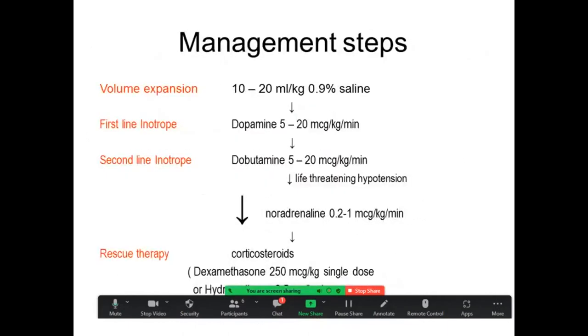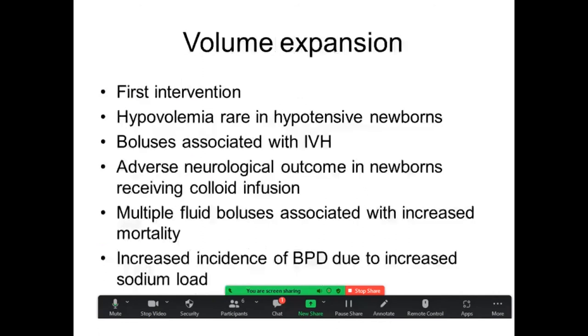So management steps, what we do: volume expansion, a single bolus is advised. Beyond that, we need to get an echo done. Then we go to a first line inotrope, which may be dopamine or dobutamine depending on the patient. Dopamine in case of septic shock, and dobutamine if you are suspecting a cardiogenic shock. Noradrenaline is sometimes used in life-threatening hypotension, and rescue therapy with corticosteroids.